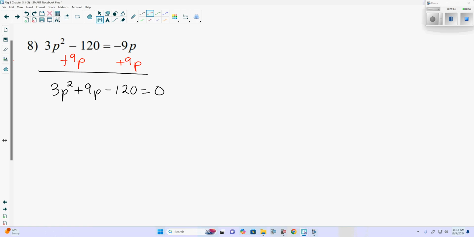So if it's not equal to 0, we need to get it equal to 0. So here we added 9p because negative 9p plus 9p is indeed 0. Now since 9p is not a like term with our 3p squared or negative 120, we just put it with the rest. And when we move it over, I would make sure that it's in standard form. Standard form is p squared, p, number. So it's pretty much descending power from left to right. And if we have multiple variables, they are always in alphabetical order based off of powers.